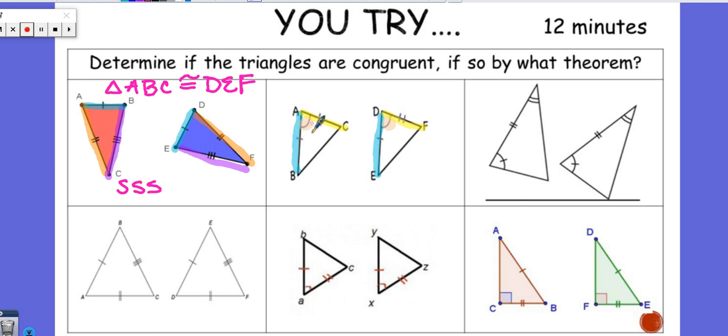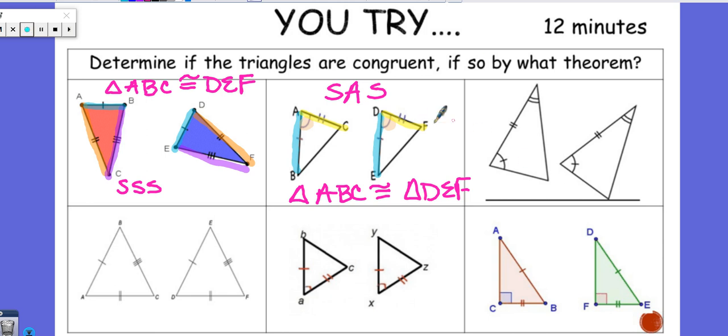This side matches this side, the angle is in between, and the other side matches the other side. So these are congruent by side, angle, side. So I would say triangle ABC is congruent to triangle DEF, matching AB to DE, and BC matches EF. So that means F goes here next.